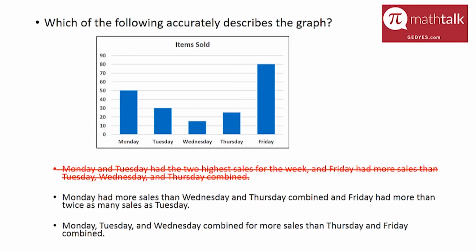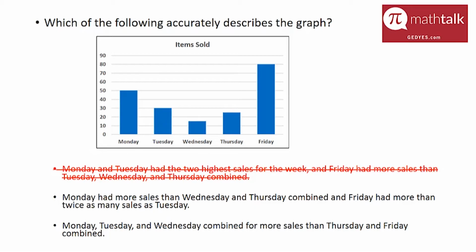Monday had more sales than Wednesday and Thursday combined. Well, Wednesday looks like it's about 15, in between 10 and 20, and Thursday is about 25, in between 20 and 30. So 15 and 25 is 40, and Monday had 50. That's more than Wednesday and Thursday combined, so that's true. Friday had more than twice as many sales as Tuesday. Tuesday looks like it had 30, and twice that would be 60. Friday had more than 60, so that looks like it's true as well. Right now that middle description looks like it's probably going to be accurate.